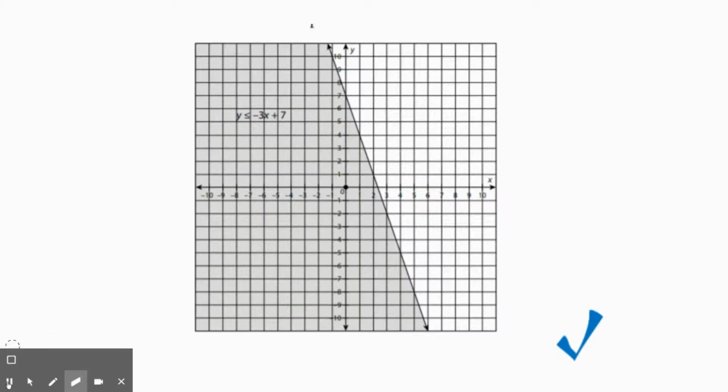And checking our answers, we can see that we were correct. Again, notice it's a solid line. Some of them will be dashed depending on this symbol right here.